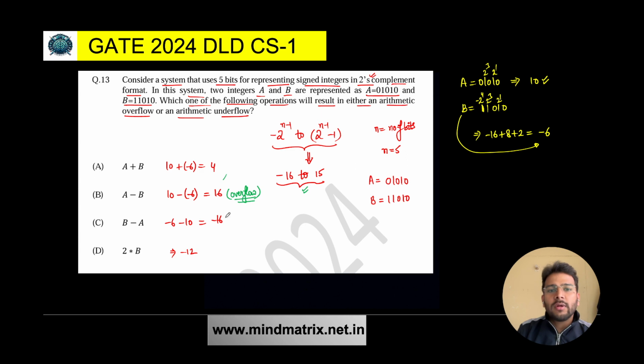This is overflow here. What about option C? B minus A, minus 16. Yes, minus 16 is present in this range, so no overflow. And option D, minus 12 is also present in this range, so no overflow. Option B is the correct answer for this question. Okay, so I hope it is clear, and how to solve these questions, I hope that is clear to you. Let's proceed to the next question now.